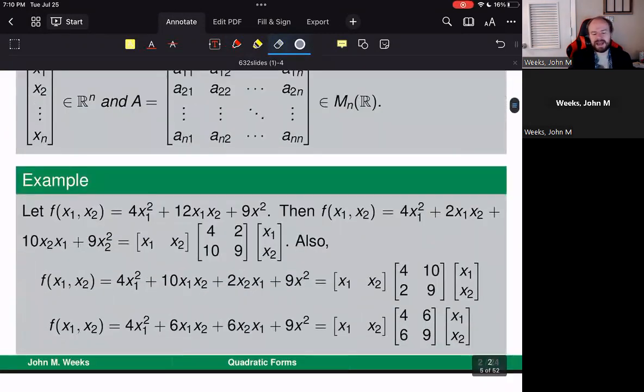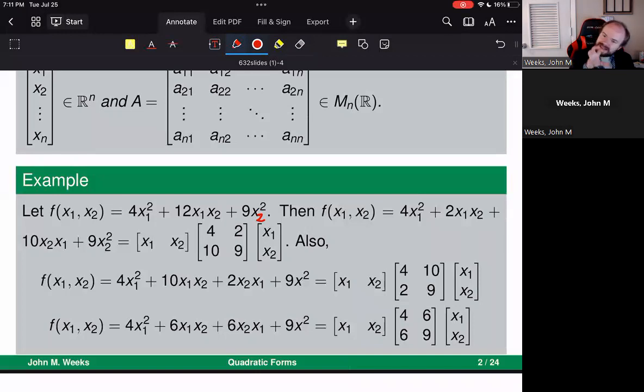Then f of x1, x2, let's let it be 4 times x sub 1 squared plus 12 times x sub 1, x sub 2, plus 9 x sub 2 squared. Should be a 2 right here, my apologies on that. Now what happens here? Looking at each term, the powers add up to be 2, just like we would expect with 2 variables here. In fact, everything has a constant in front of it.